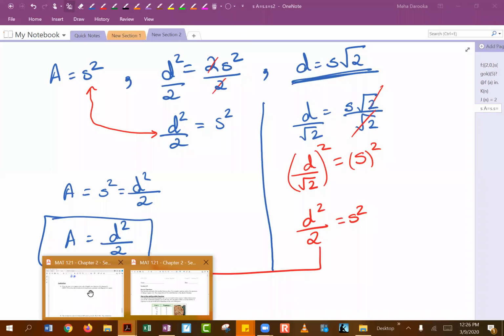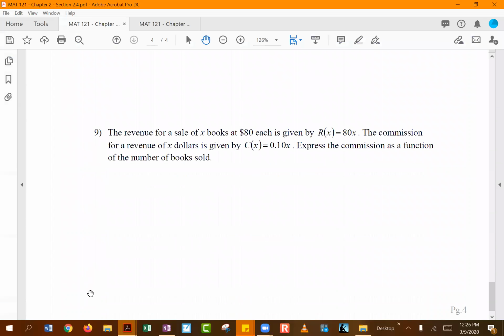Okay, I think we have one more application. This one is talking about the revenue from the sale of books. The revenue is $80 for each book that is sold, and that function is given to us as the revenue function, R of X equals 80 times X. X represents the number of books sold, and for each book sold you're getting a revenue of $80, right? So that's 80 times X.